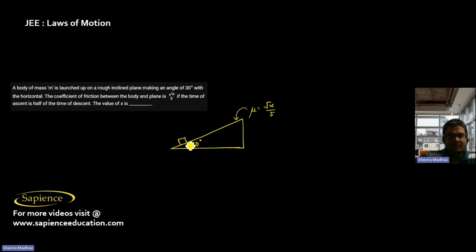So the time of ascent, a body of mass m is launched on a rough inclined plane with the coefficient of friction between the body and the plane root x by 5. If the time of ascent is half the time of descent, suppose the time of ascent is t1 and the time of descent is t2. T1 we have to find out.